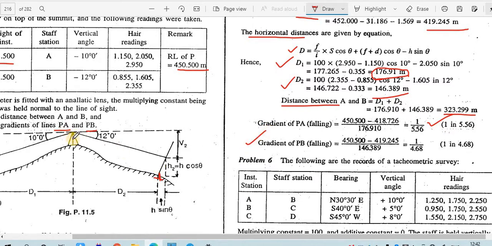Similarly for the gradient of PB, the difference of level from P to B is 450.5 minus 419.245, the RL at point B, divided by the horizontal distance, which is 146.389. This comes out to be 1 in 4.68.